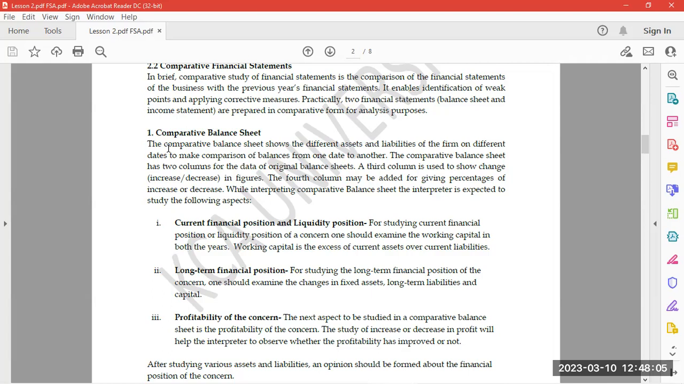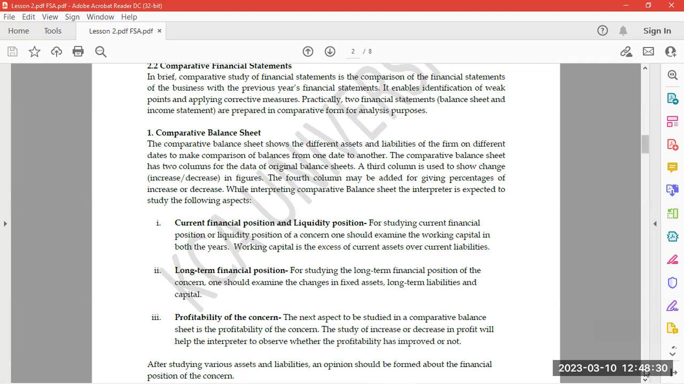So the comparative balance sheet is divided in terms of columns, where the first and second columns are the original assets in the balance sheet. The third column is used as a change of increase or decrease in figures. Then the fourth is going to show the increase or decrease in percentage.